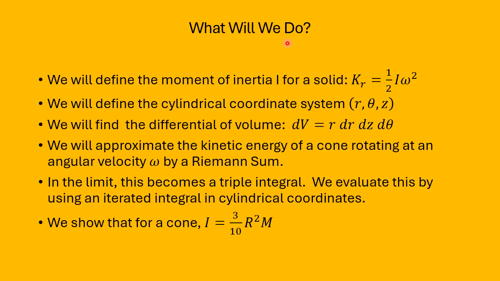What will we do in this video? We will define the moment of inertia I for a solid by the formula rotational kinetic energy equals 1/2 I omega squared. We will define the cylindrical coordinate system r, theta, and z, which is a three-dimensional coordinate system. We will find that the differential volume in this coordinate system is dV equals r dr dz d theta.